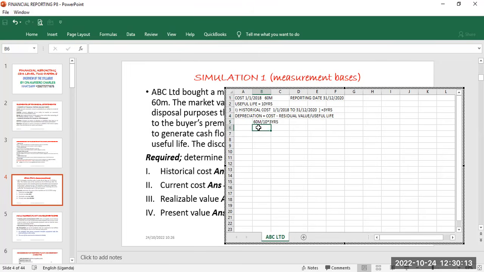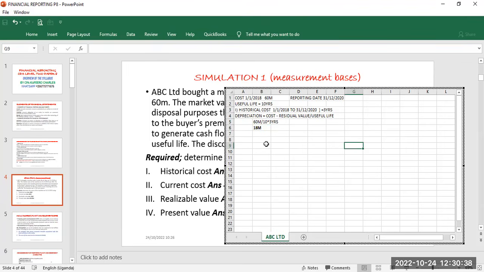Whatever you get, it will give us 18 million, and this 18 million is the depreciation for the whole 3 years. This depreciation is for the whole 3 years.